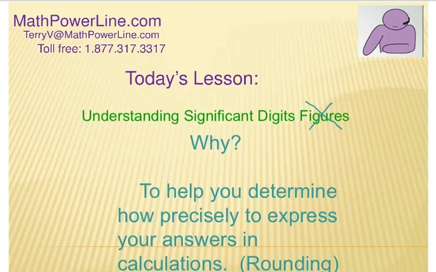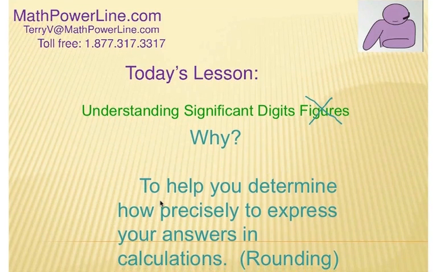Now, why do you have to learn significant digits? My example from the previous video is to help you determine how precisely to express your answers when you're doing a calculation. It has to do with how you know what to round your answer to, how many places. Well, it has to do with the number of significant digits used in your calculation. I'll give you some examples a little further into this video series. But right now, let's go over rules 2, 3, and 4 for zeros.